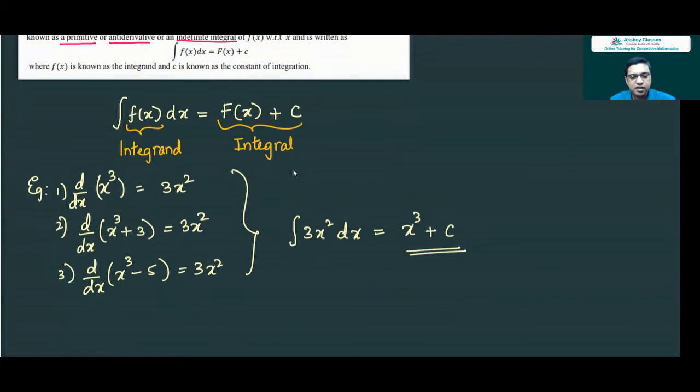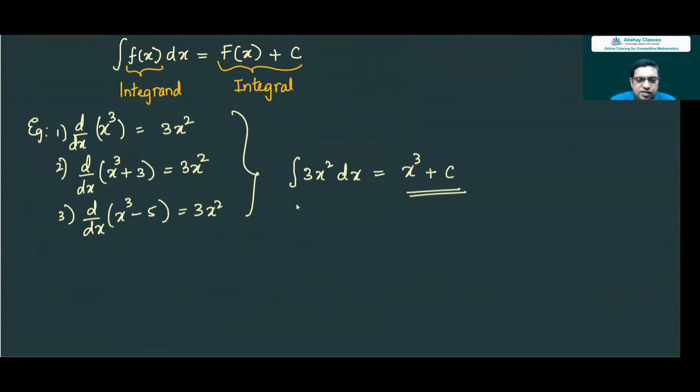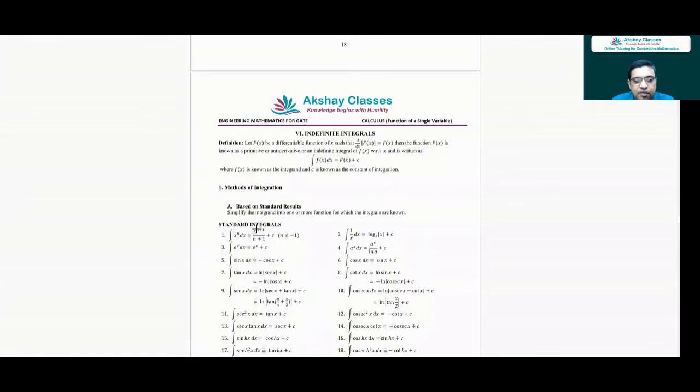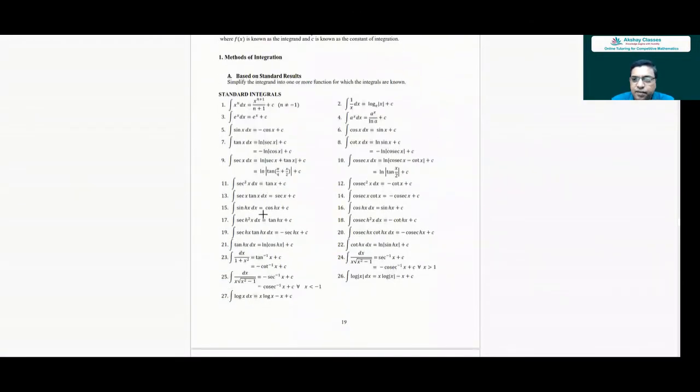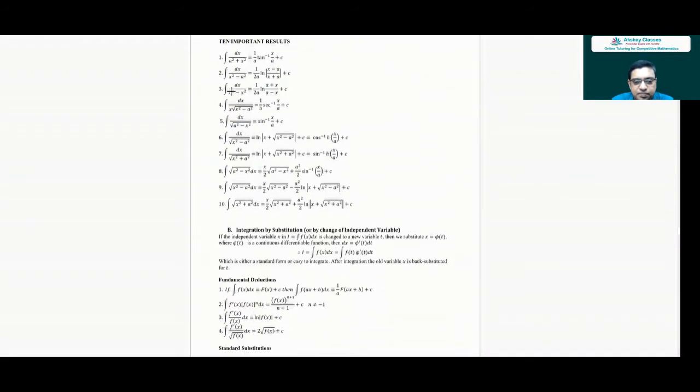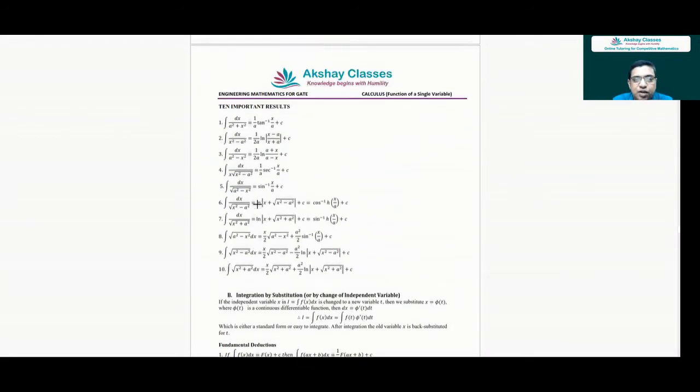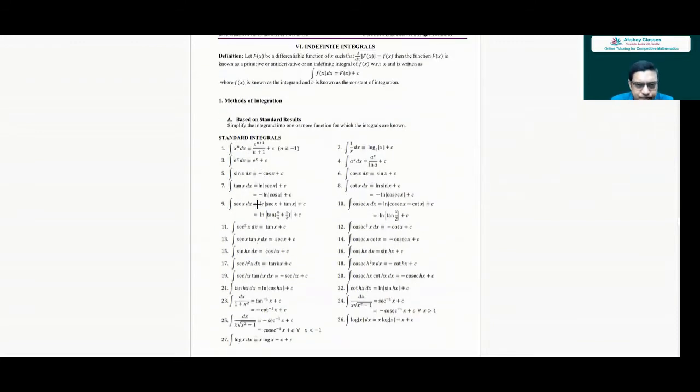So indefinite integral is the antiderivative, meaning it's the inverse process of differentiation. If we know the derivative, then we can find the antiderivative. So I have given a list of functions. Now, there are methods of integration. One is based on standard results. Other is based on substitution. So one by one, we will go through. However, let us start with standard results.